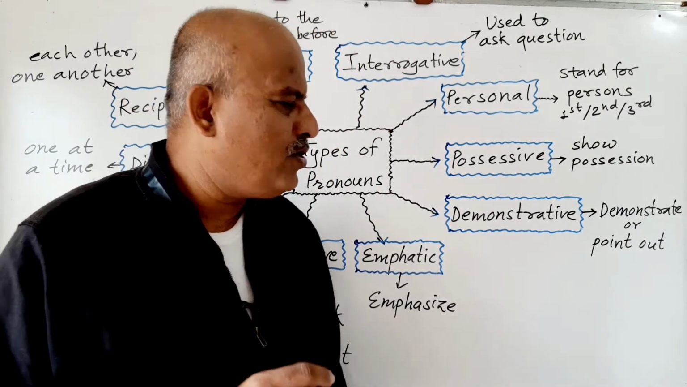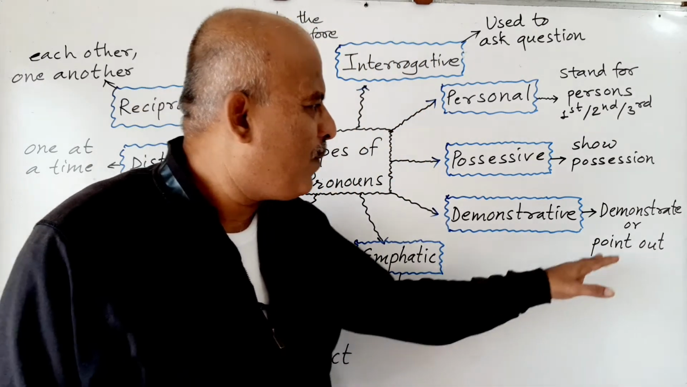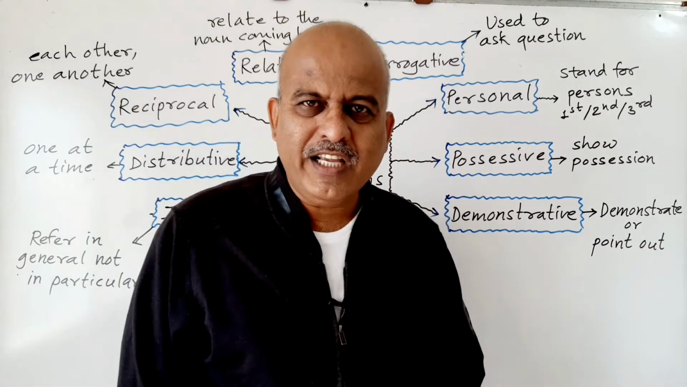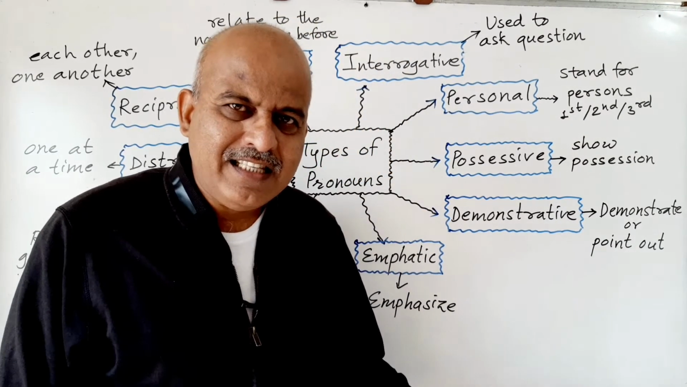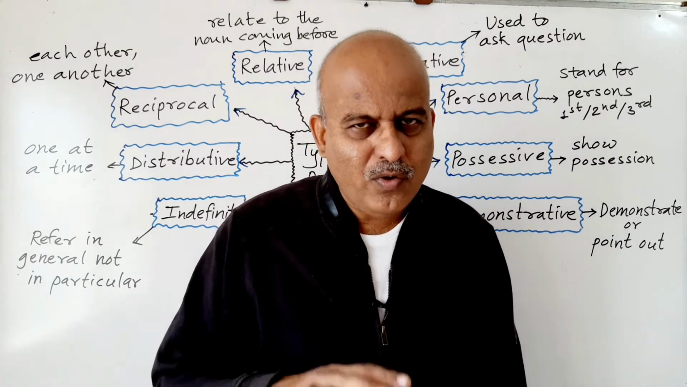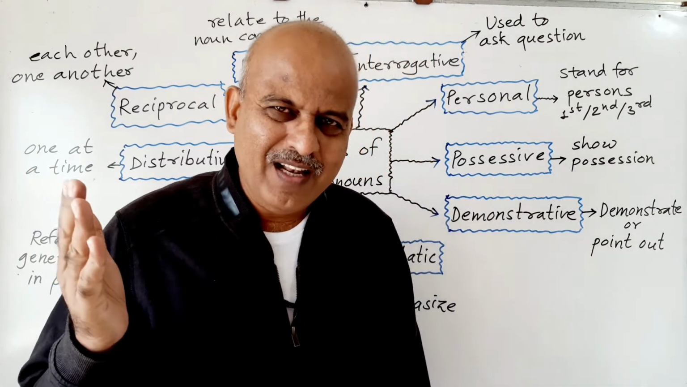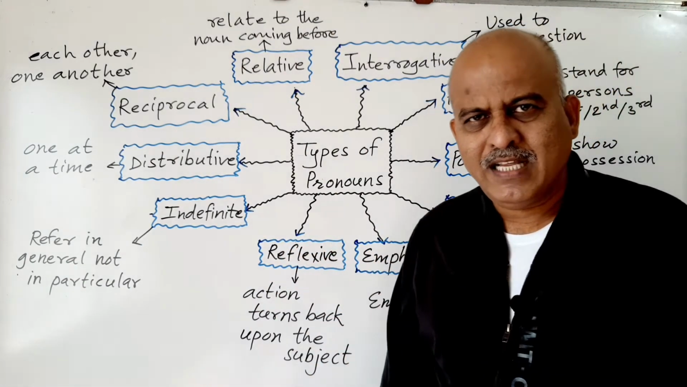Demonstrative pronouns. Demonstrative pronouns are the pronouns which demonstrate or point out which thing or which person. This person, that person. These things, those things. So this, that, these, those are the demonstrative pronouns. And which are the others? We will see. Reflexive pronouns and emphatic pronouns.